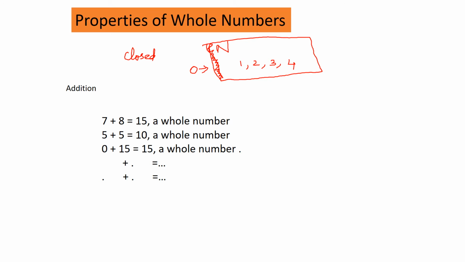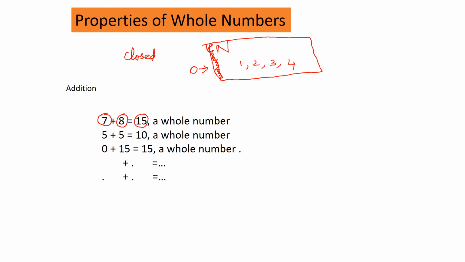7 is a whole number, children. Can you see here? The number that we have taken, 7, is a whole number. You have any doubt? No. 7 is a whole number. 8 is also a whole number. We are adding two whole numbers, 7 and 8. The answer we are getting, 15, is also a whole number.